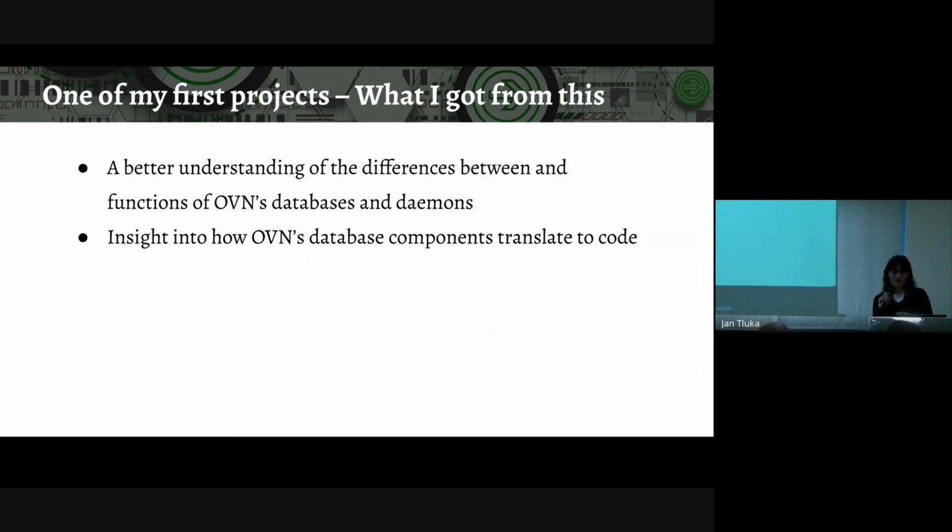So I guess what I learned from this is a better understanding of the differences between the function of OVN's databases and daemons, because I've seen that picture so many times of the different OVN components, but didn't fully understand what they did. And insight into how the database components translate to code, because it can be a bit unintuitive.